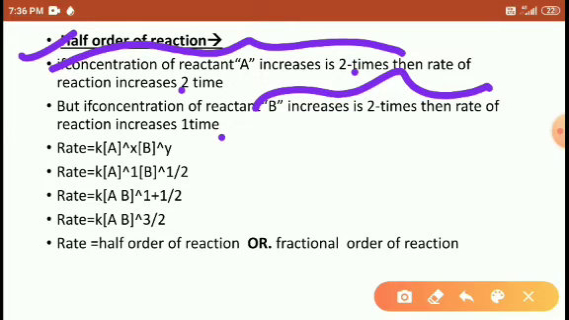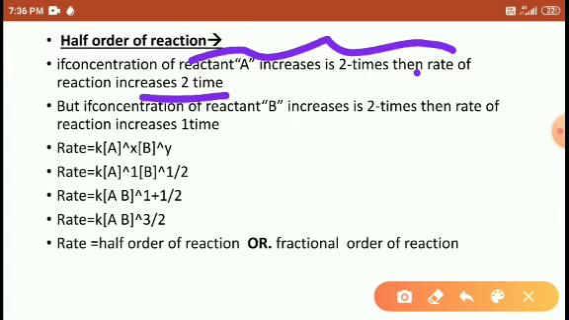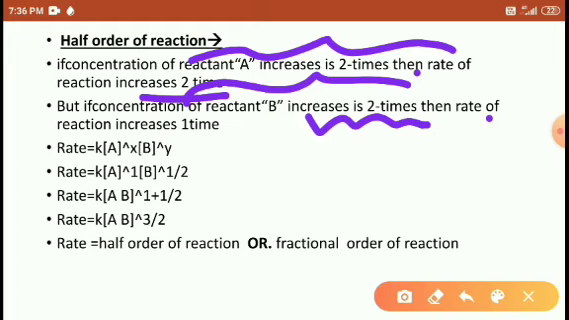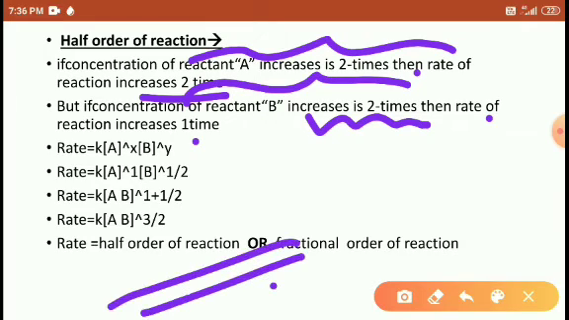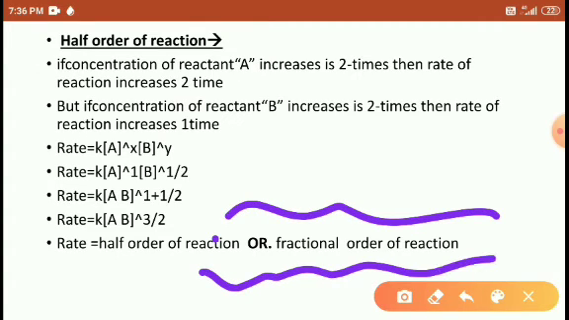Then we look at here, students. Once again, the concentration of reactant A increases 2 times, and the rate is also 2 times. But for the second reactant B, the concentration increases 2 times, but the rate is half, that is a 1 time. It means that we are considering a half power. Then you add, and you get the value 3/2, that is a half order of reaction. It is also called a fractional order of reaction, students. Right, students?